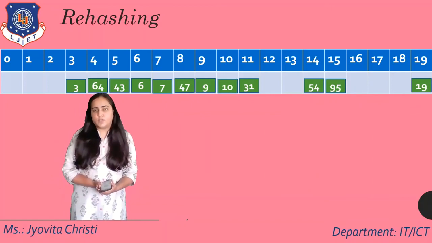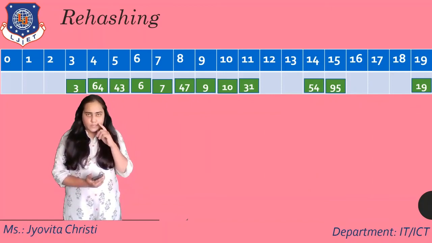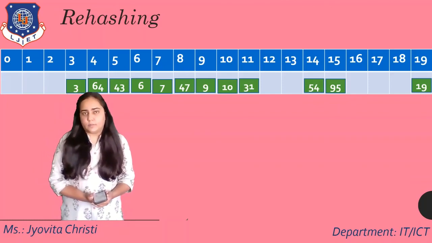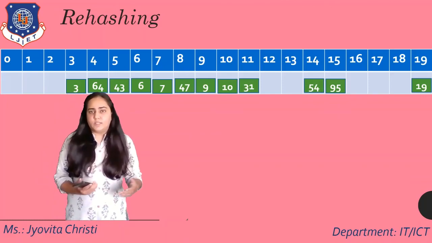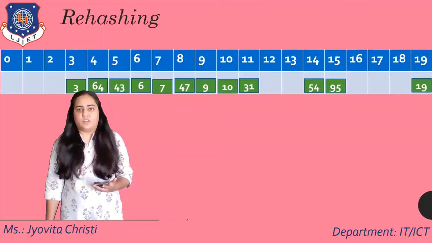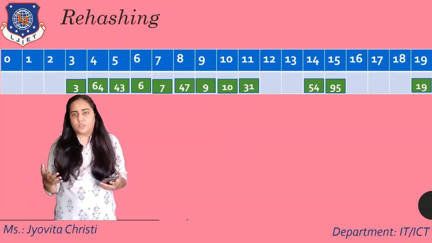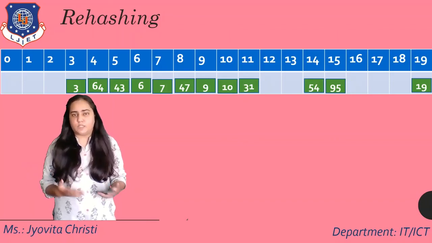So this is how you can do rehashing. Now there were fewer collisions because I did rehashing. And once again, you can see my table is almost half filled. So this would be a time when you would be doing another rehashing where you will make your table size 40 now instead of 20.